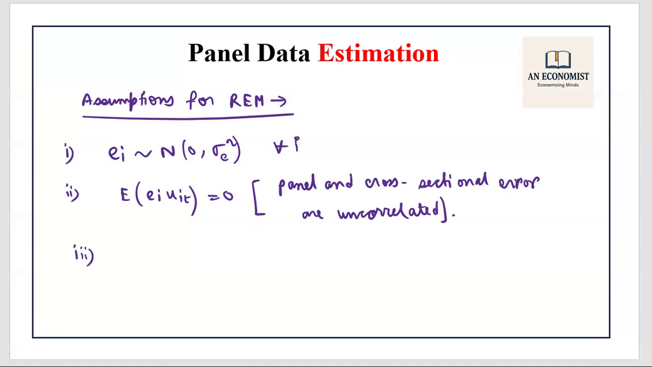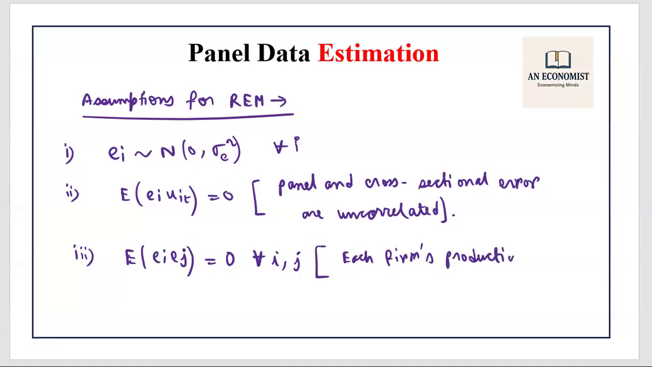Now go to the third assumption. Here we will assume the expected value of Ei, Ej is also 0 for all i and j. Expected value of Ei, Ej being 0 means the firms' productions are also uncorrelated among themselves. So this is the third assumption.